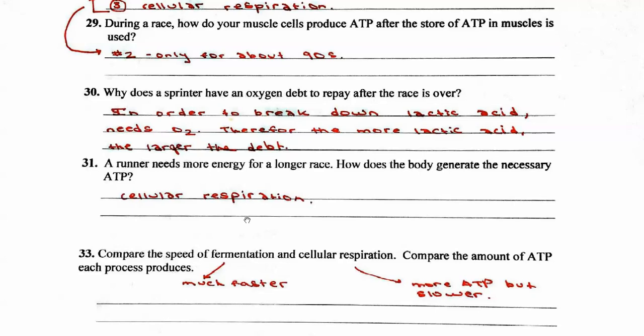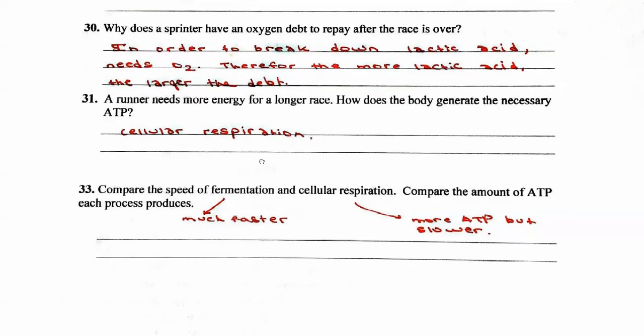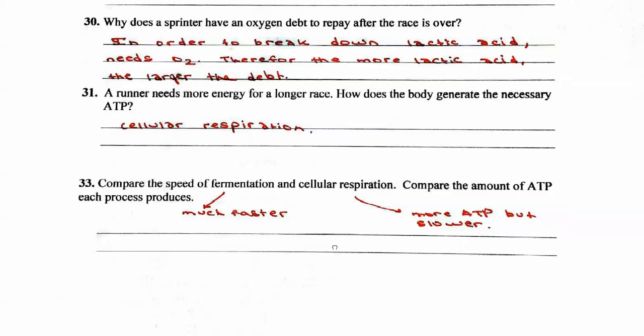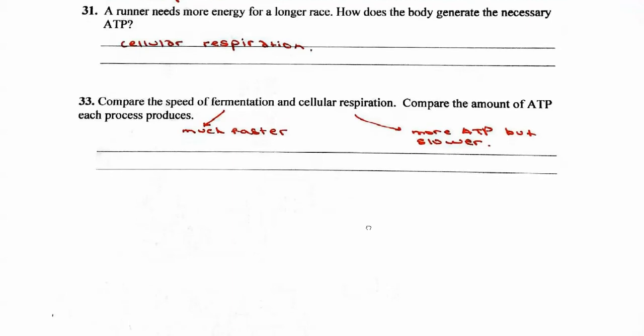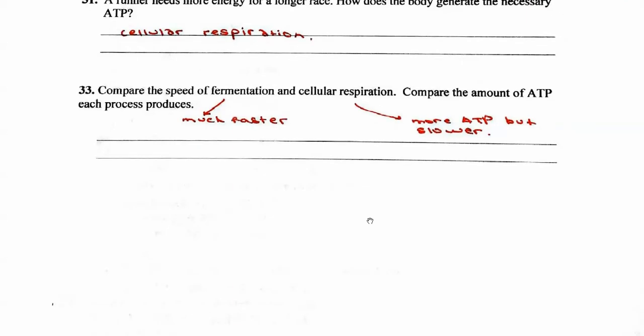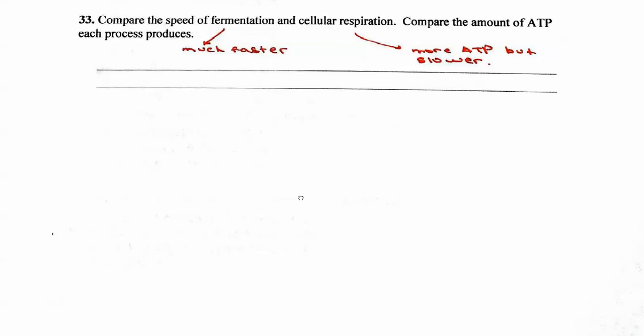That's why you're huffing and puffing after a race, because you need the oxygen in order to break down the lactic acid. A runner needs more energy for a longer race. How does the body generate that? Well, cellular respiration. That's why you can't be sprinting for a very long period of time. You need to do cellular respiration, which is slower than fermentation. Fermentation, or glycolysis, is much faster, but you get fewer ATPs. Cellular respiration is slower, but you get more ATP.